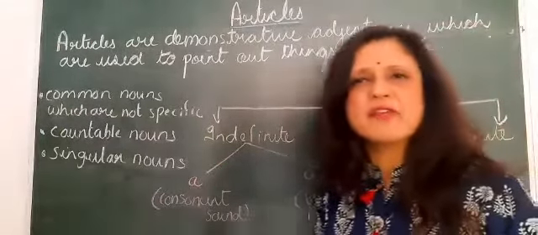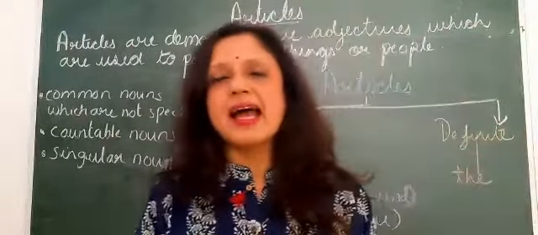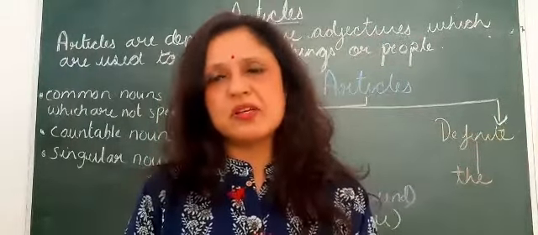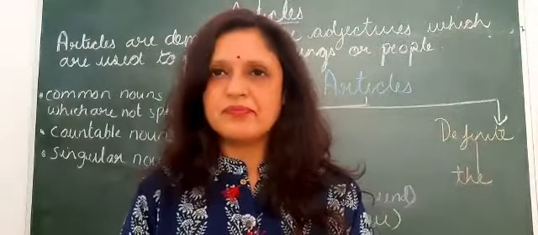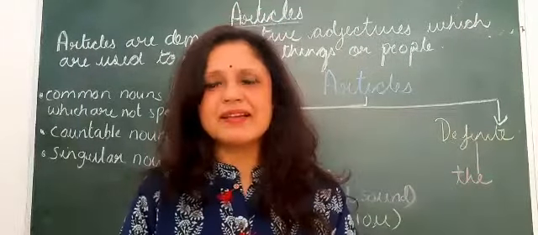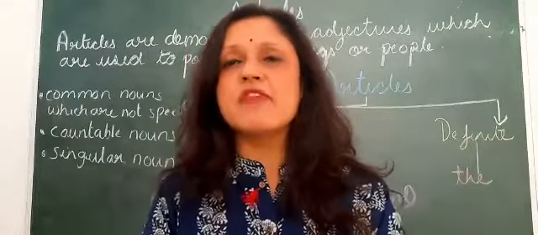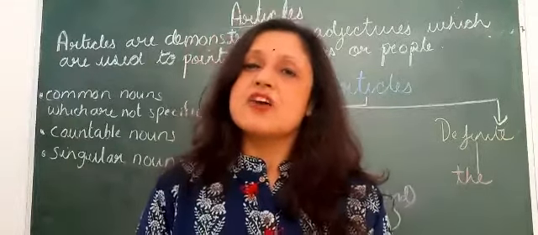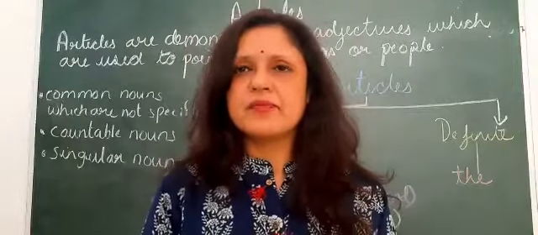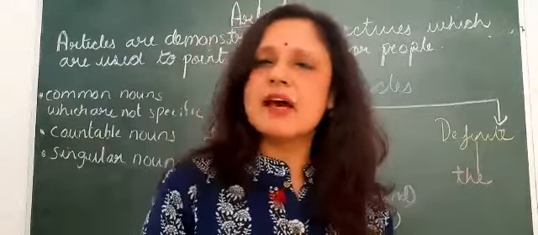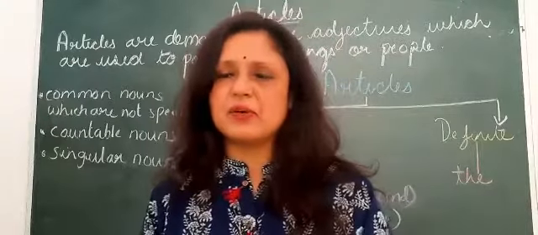Now, let me further explain with what a is used and an is used. Here's something very important I have to tell you. An is used with words beginning with a vowel sound, not with a vowel. Again, I'm making it very clear. An is used with words beginning with a vowel sound and not with a vowel. Now, first, let me make clear what is a vowel sound and what is a consonant sound.